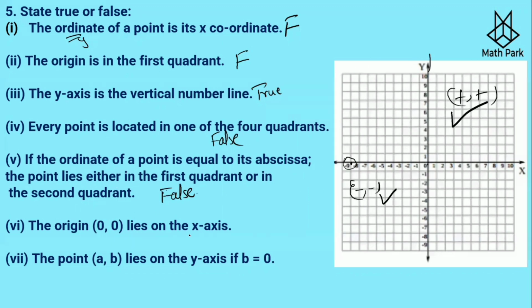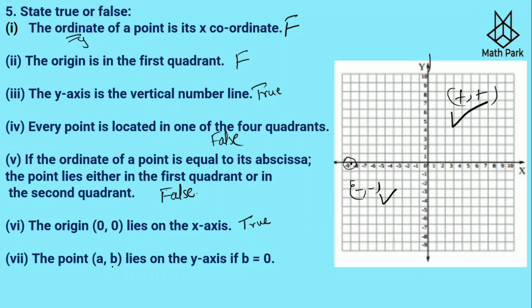The origin 0, 0 lies on the x-axis. This is a true statement. The origin lies on the x-axis and also on the y-axis. So if it lies on the x-axis, yes, we can say it is true.